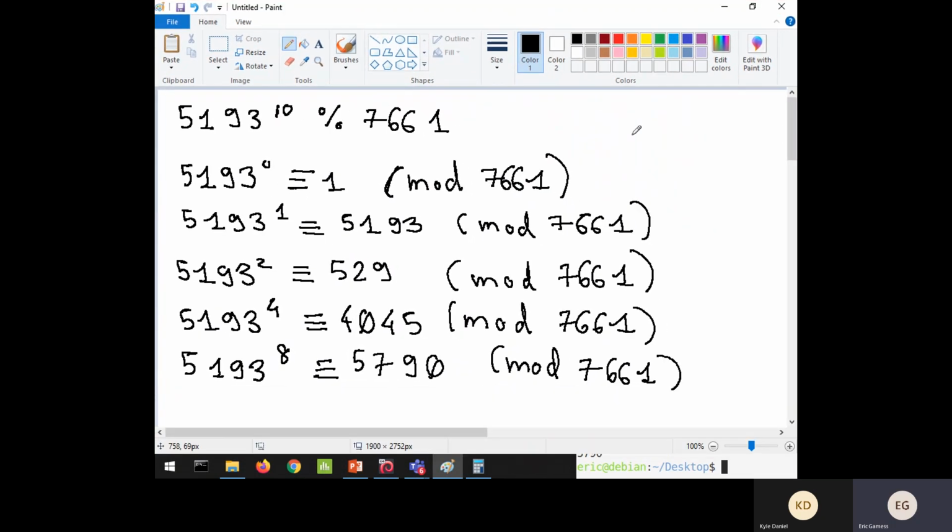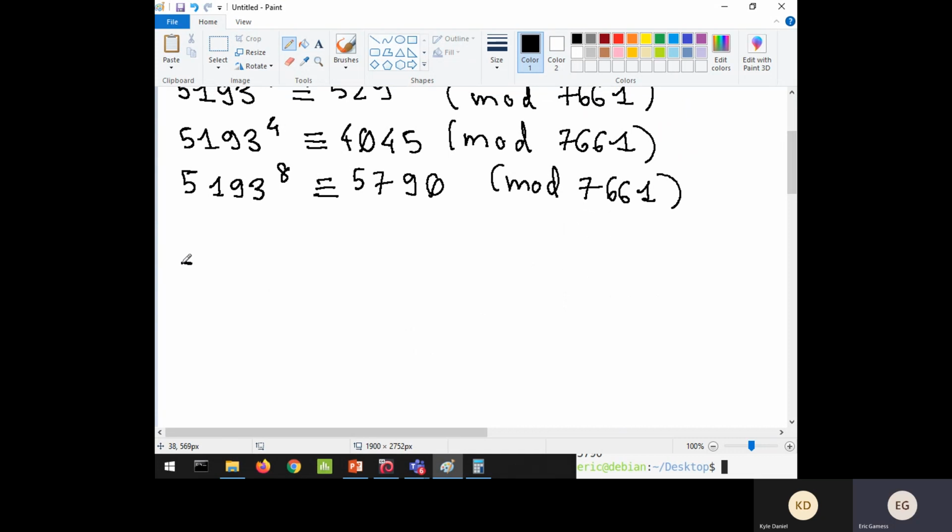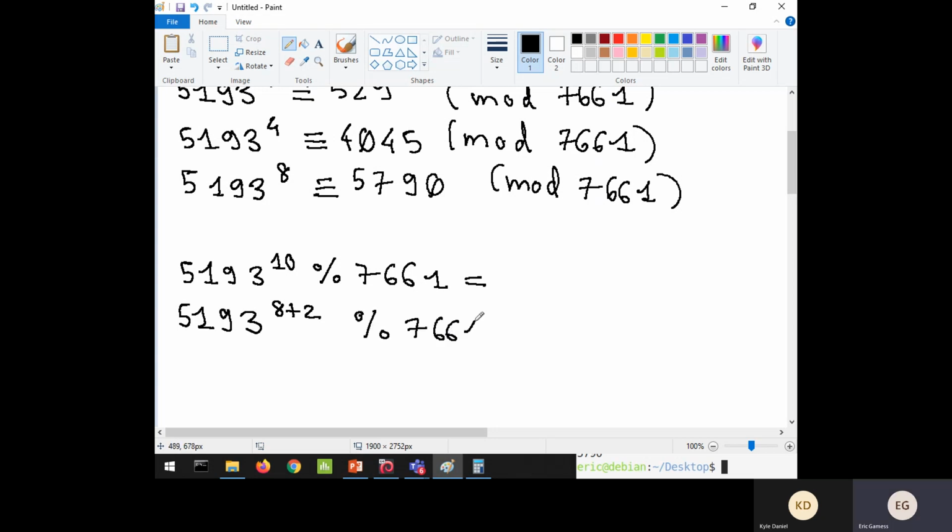So let's do the first one. So I need to do at the end to the power of 10. I need to do 5,193 to the power of 10. Modulus, I need to know what is the result of that. Modulus 7,661. So what can I say? That 10 is 8 plus 2, isn't it? So it's the same, modulus 7,661.